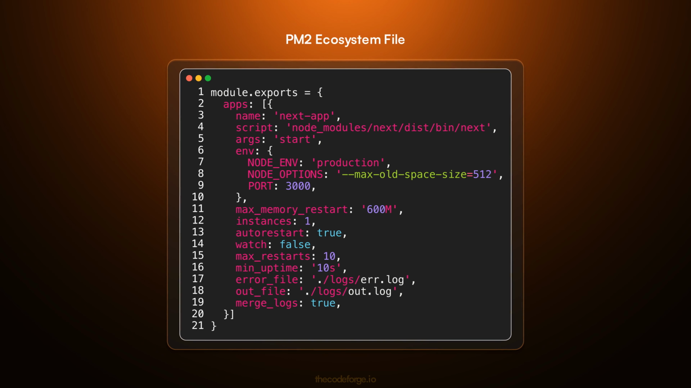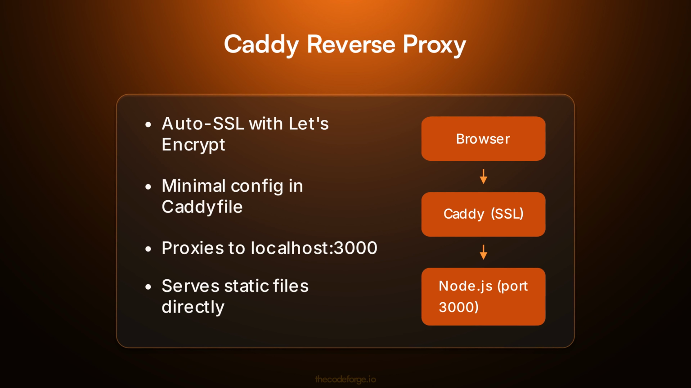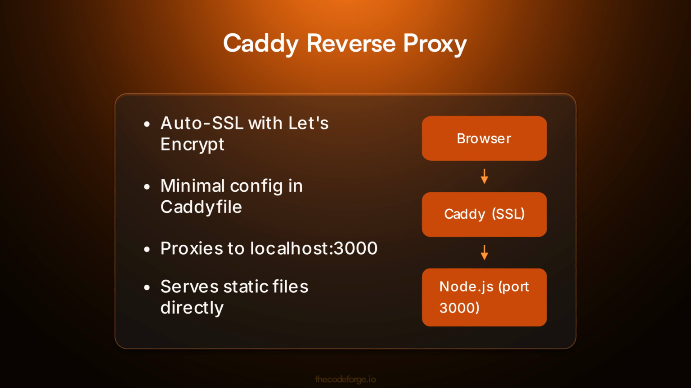This PM2 config sets the app name, the Next.js start script, and environment variables including the memory limit. It also enables auto-restart and logs errors to files. Caddy is the simplest reverse proxy. It automatically provisions and renews SSL certificates. The config is just a few lines. Point your domain to localhost 3000.